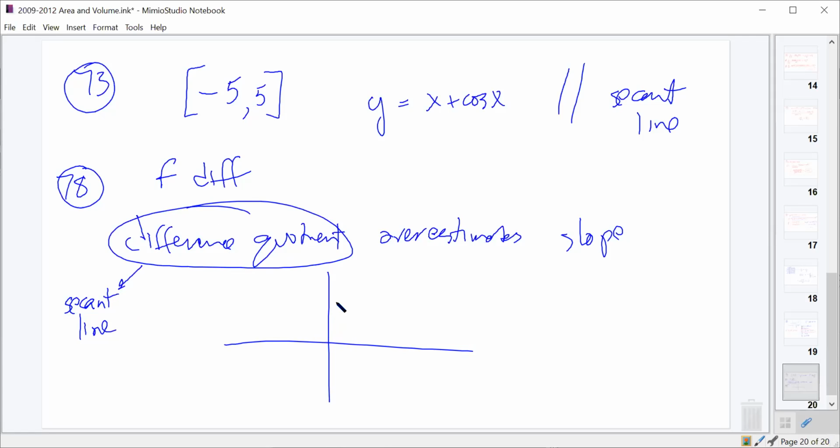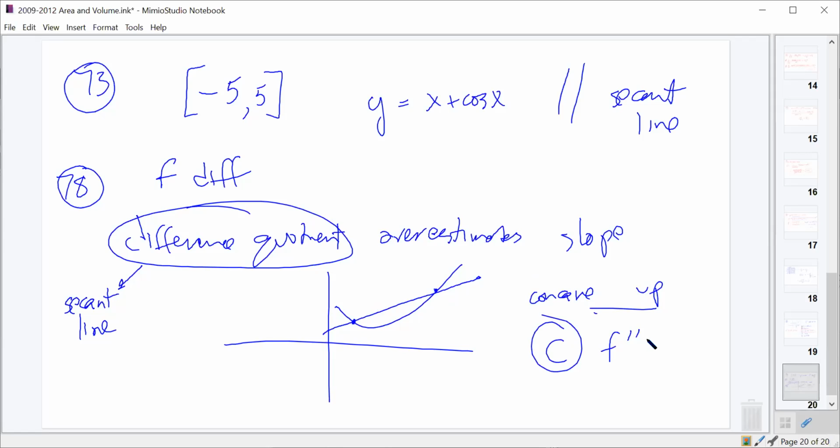So if I were to draw a function that looked like this and use the secant line to estimate the slope on this interval anywhere, if the function was concave up, a secant line will always overestimate the slope. So we need to have a function that is concave up. And the only one of those that tells us it's concave up for our values is choice C. F double prime is greater than or equal to 0. And that tells us that our function is always concave up.